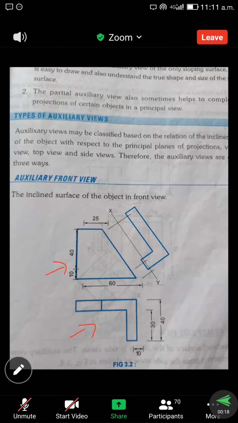sloping surface. Okay, so where is the inclined surface here? In the front view. So in the front view, if the inclined surface is there, that is nothing but the auxiliary front view.